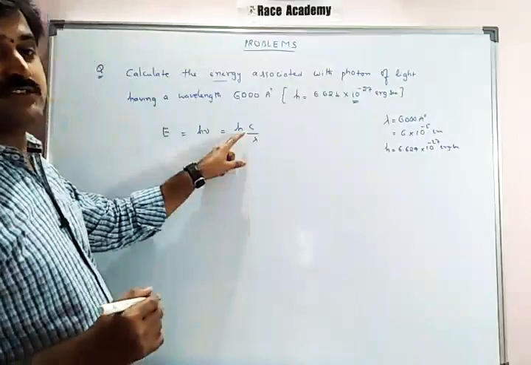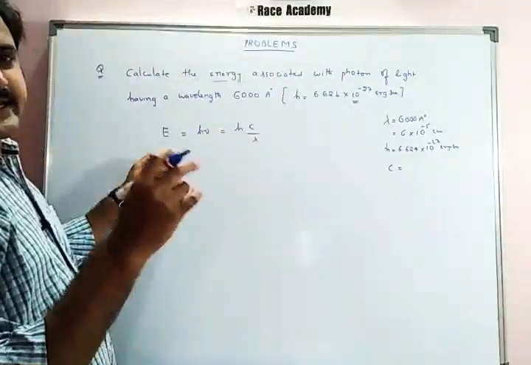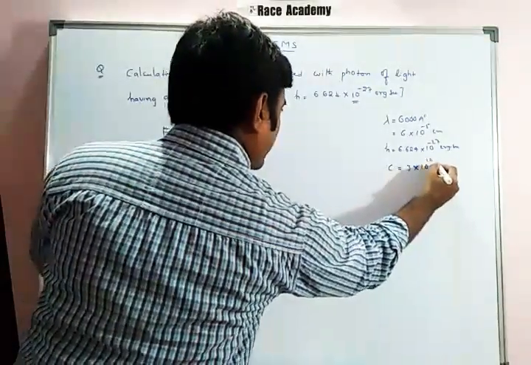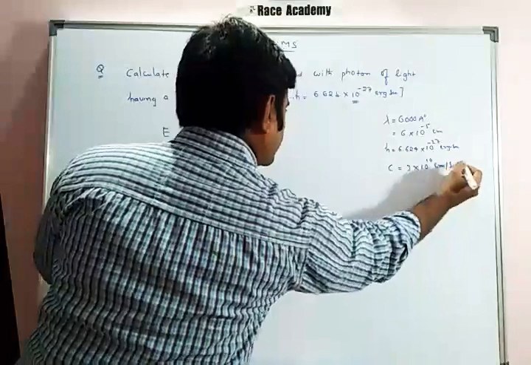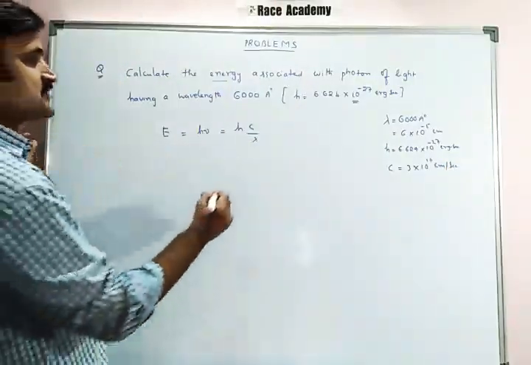In this, c we don't know. So c is nothing but the velocity of light. That can be taken in centimeters per second, which will be 3 into 10 to the power of 10 centimeters per second. So we can take these values and substitute them in this. Let us see, we will substitute.